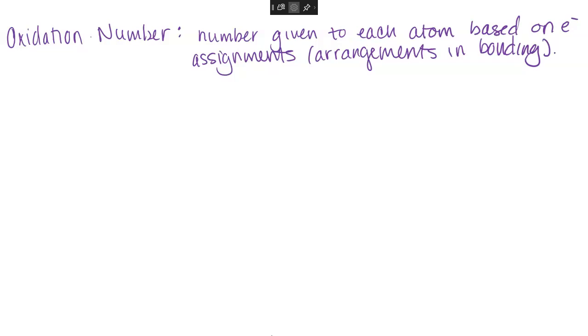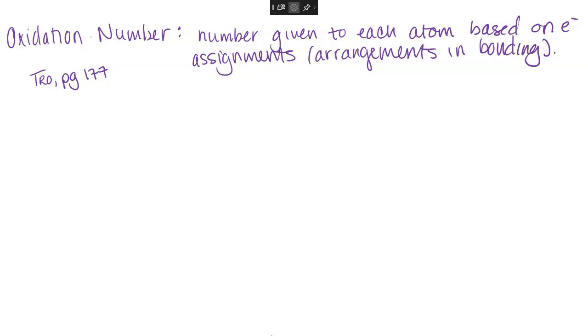If you're looking in your textbook that we use in class, the TRO, the rules for assigning oxidation numbers are on page 177. Okay.